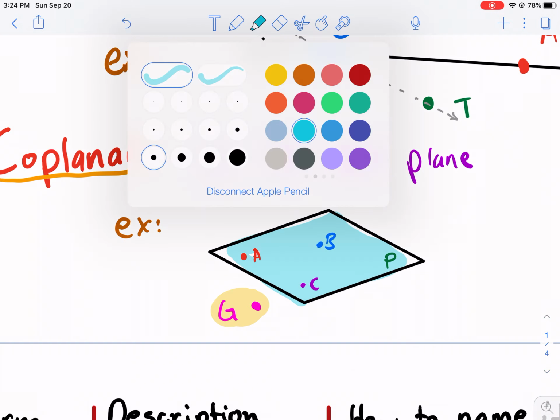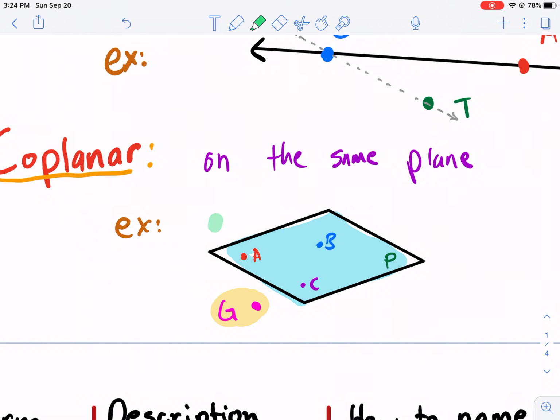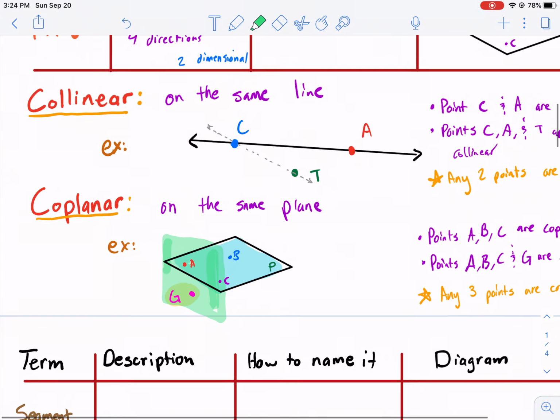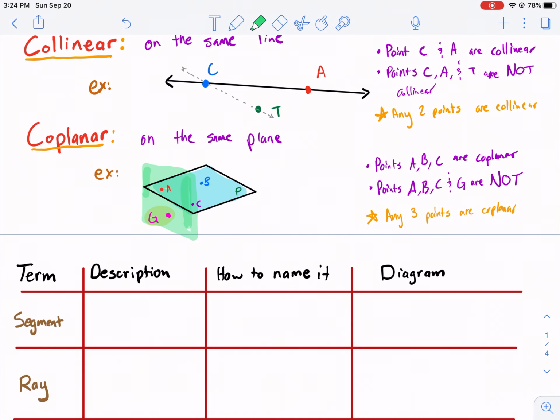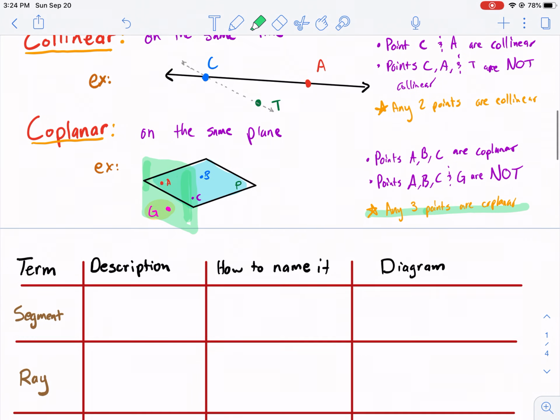However, you can always draw, like I said, you can always draw a new plane, and this is really ugly, but you get the idea, through 3 points, and they can be all coplanar. So I drew a new one through G, A, and C, GAC, showing that they can all be coplanar. So just keep that in mind. Any 3 points are coplanar. I'll even highlight that in green.